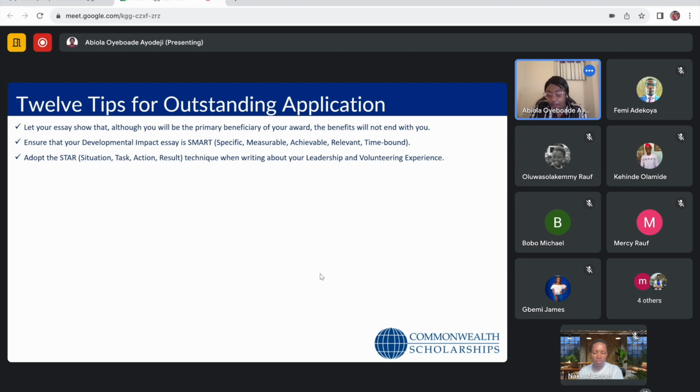My essay, that's for my leadership and volunteering essay. I don't know if I should read the second paragraph or the third one. Okay, let me go for the fourth one. I wrote this for my leadership. I'm just picking a paragraph out to explain the situation, task, action, and results. That's the fourth paragraph of this essay.